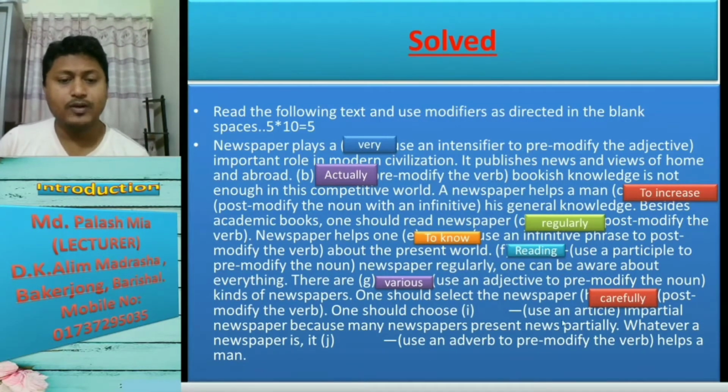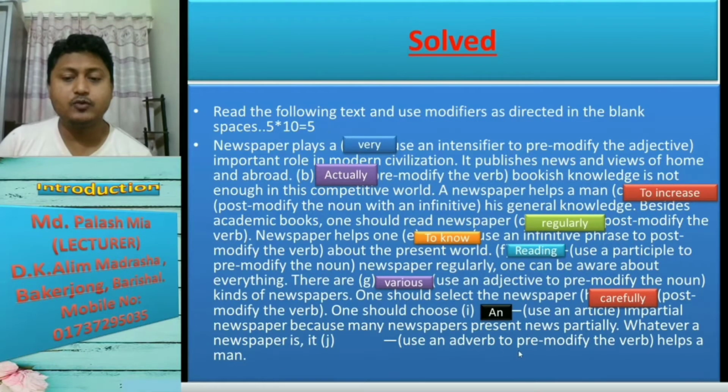This is an adverb. Well, one should choose an impartial newspaper, because the newspapers present news partially. Use an article: an is an article, you know. Again, use an adverb to modify the verb. Here, another case of modifying a verb, so we need an adverb, and the examiner clarified that you need an adverb. You will use an adverb here. Actually, it helps a man.